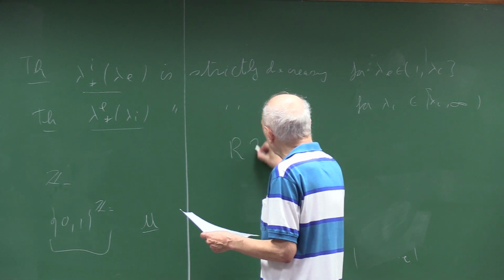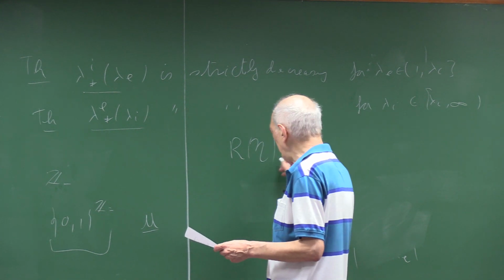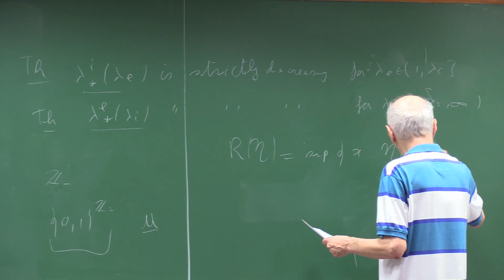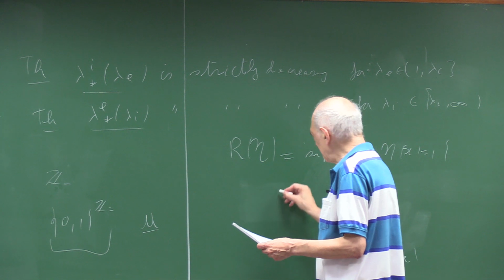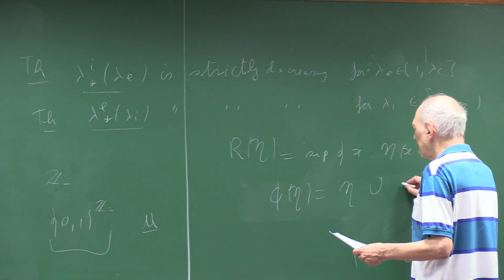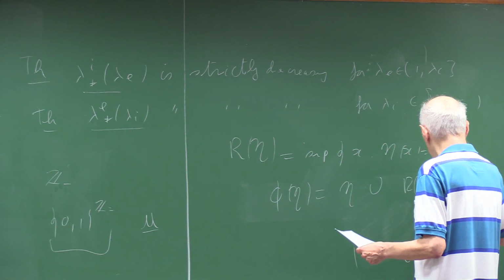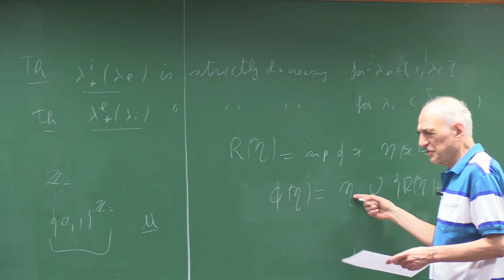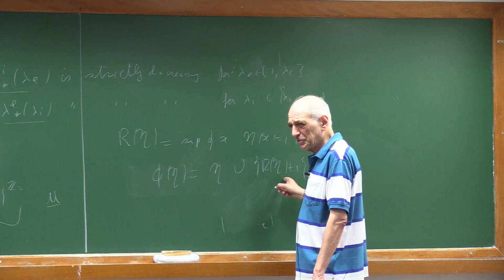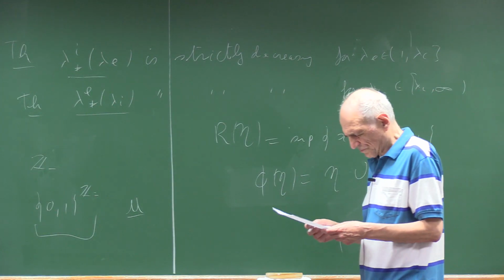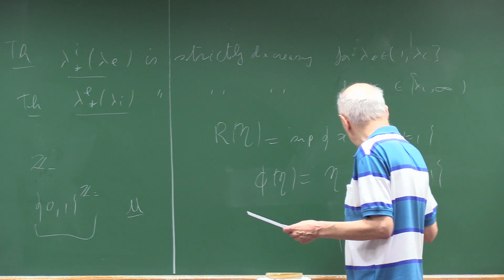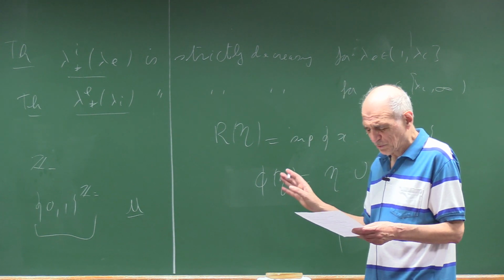Remember, R of eta is the rightmost point of eta which is infected. This is the sup of the x's such that eta of x is 1. Now we are going to see this phi of eta is going to be eta union R of eta plus 1. That is, you take the set eta, the set of infected points, there's a rightmost point, and you add another point 1 unit to the right. So this is a transformation on your state space. And if you translate it again by 1, you can always think that the rightmost point is the origin.